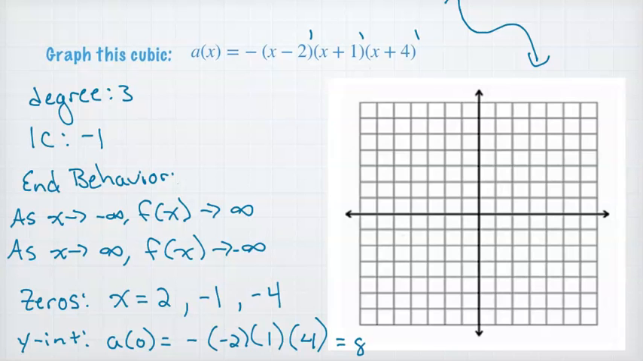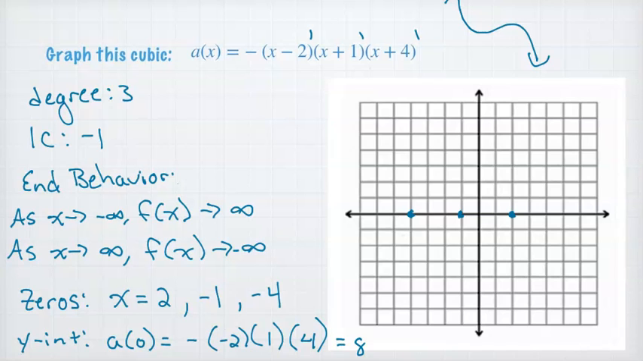Which is positive 8. All right, let's mark everything up on our graph. I have zeros at 2, at -1, and at -4, right there. I have a y-intercept at 8.